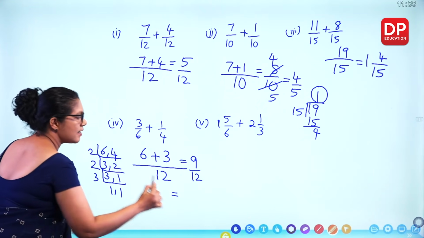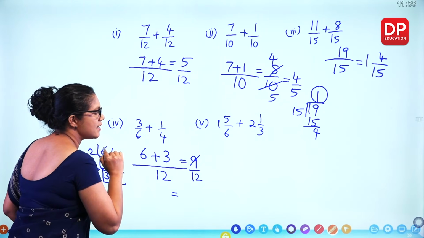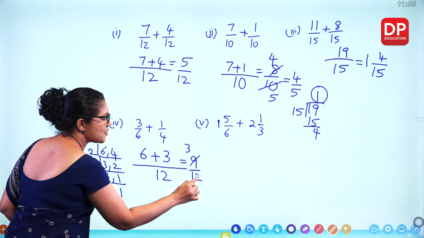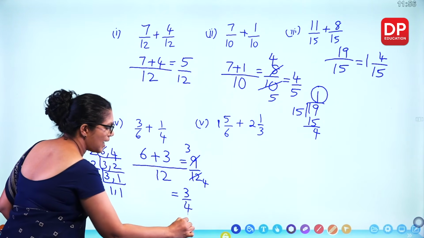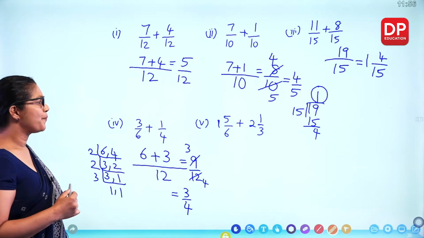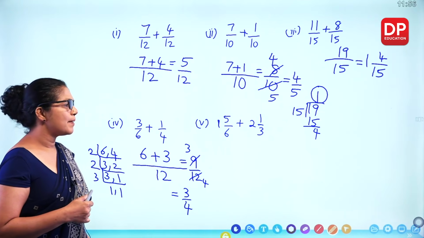You can simplify further. What's the common denominator? You can divide by 3. 3 times 3, 3 times 4. So what's the answer? You get 3 over 4. Now look at this one. Here you get mixed numbers.